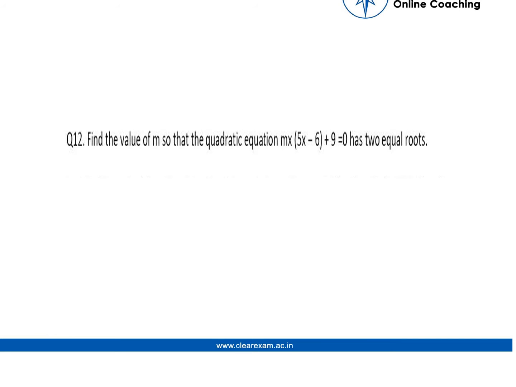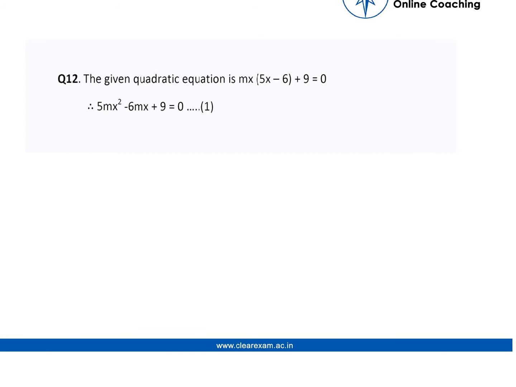Hi guys, so the question is: find the value of m so that the quadratic equation mx(5x − 6) + 9 = 0 has two equal roots. Now in order to solve this question, we must first find the quadratic equation, which will be 5mx² − 6mx + 9 = 0.